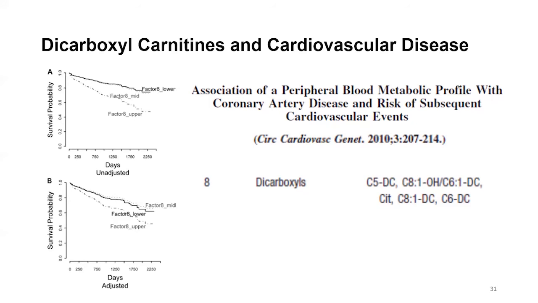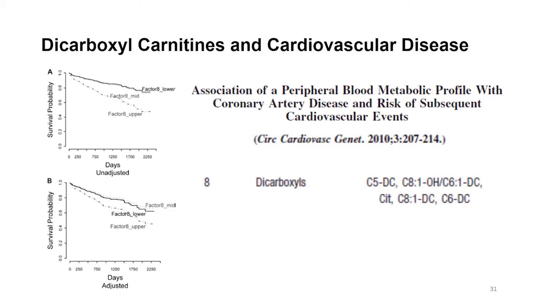Her analysis showed that there's one principal component, one factor from principal component analysis, which predicted recurrent cardiovascular events. So the people that had elevated levels of the metabolites in that one factor had a much higher probability of having recurrent cardiovascular events, okay? And if you look at that factor 8, it's the dicarboxyl carnitines. So these patients with established cardiovascular disease that went in for some testing, the ones that had higher levels of these dicarboxyl carnitines had much higher risk of recurrent cardiovascular events, okay?